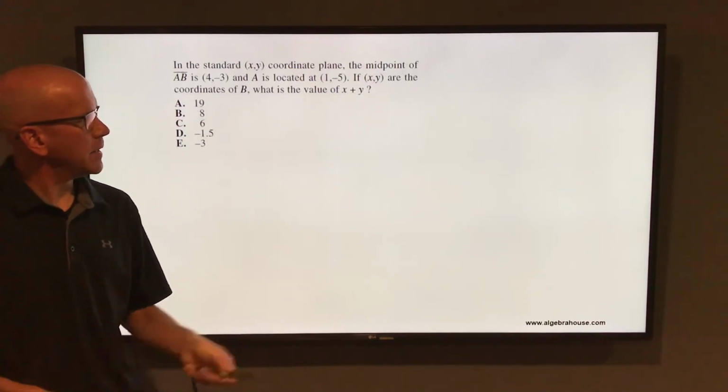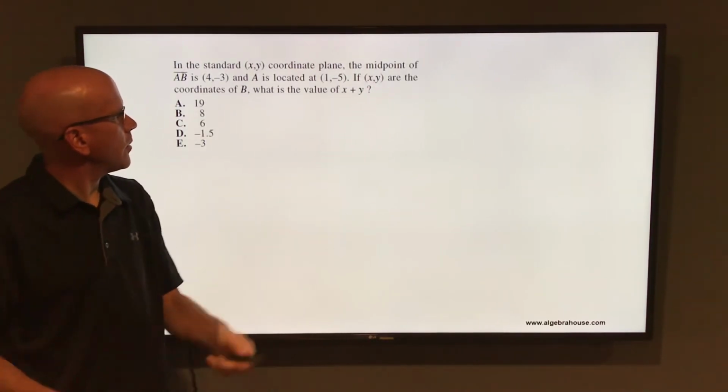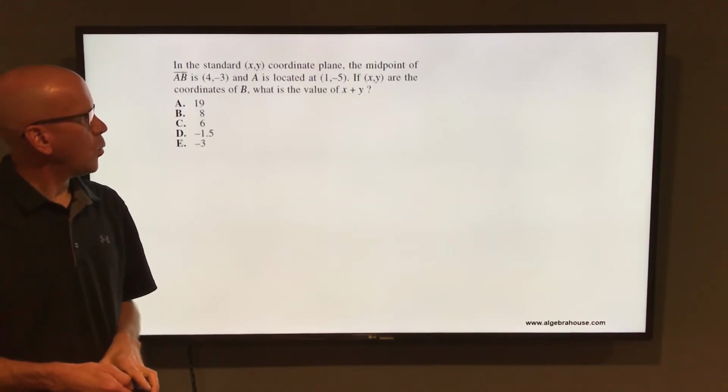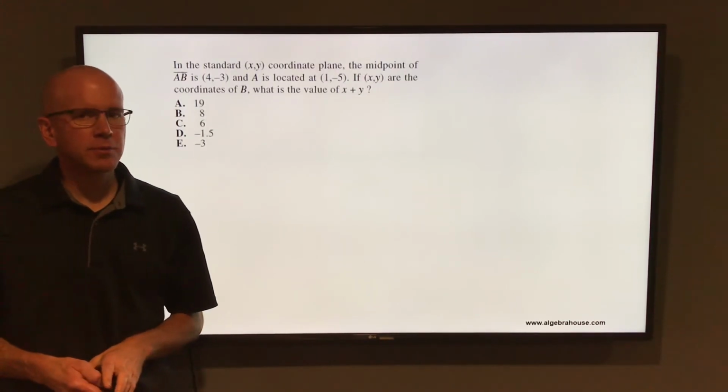In the standard xy coordinate plane, the midpoint of AB is (4, -3), and A is located at (1, -5). If coordinates (x, y) are the coordinates of B, what is the value of x plus y?